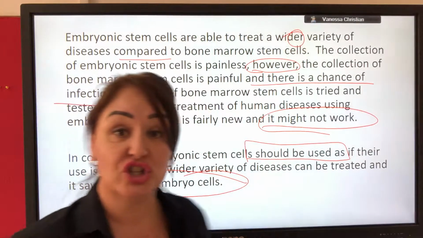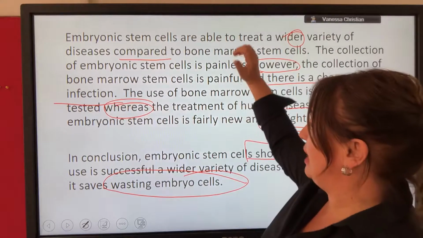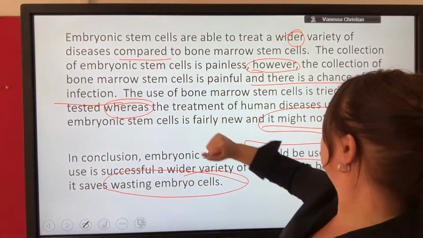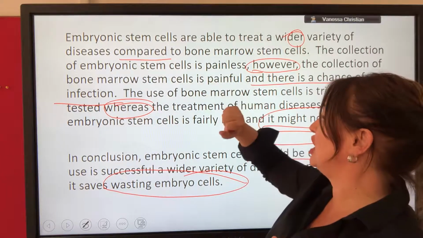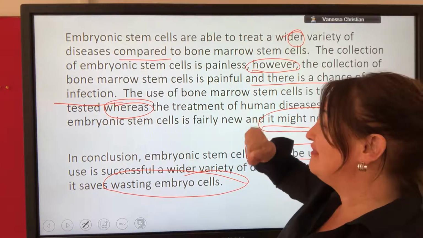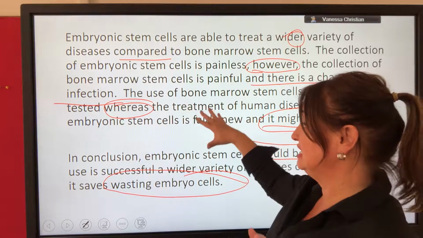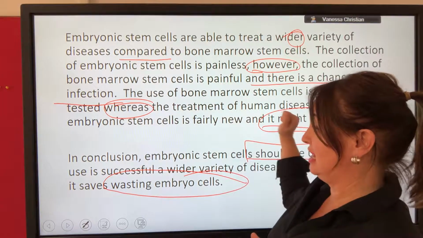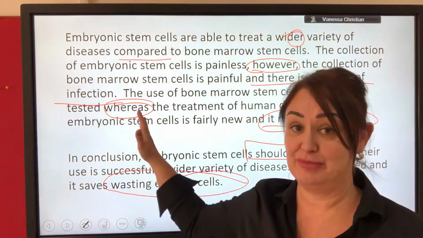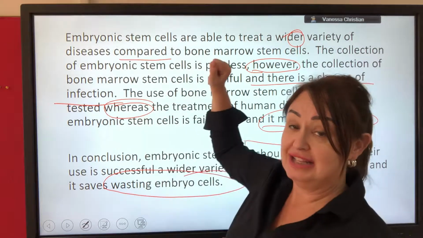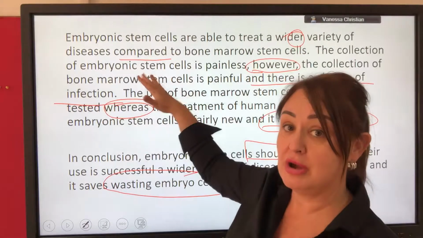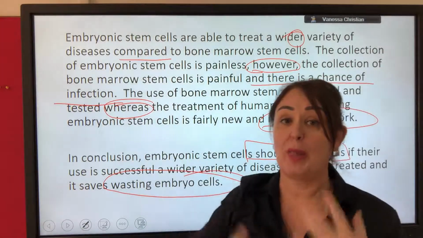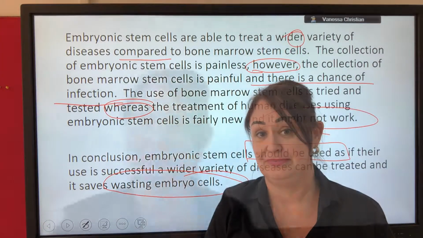Now, one more thing just to note is that we've talked about embryonic stem cells are good. Embryonic stem cells are good there because they are less painful. However, in the third sentence, we've said bone marrow cells are better than embryonic ones. So in terms of embryonic stem cells, we've done a pro and a con. And so we've got that mixture in there.